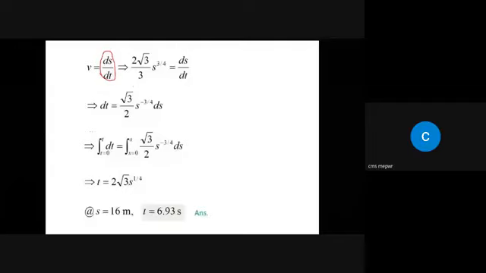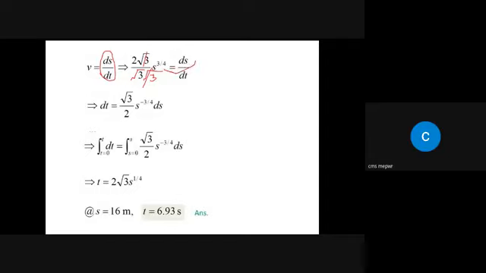Means instead of this one, we can write it like this. We can cancel out this one and this one, and we will get 2 by under root 3 on this side. So when you shift it here, under root 3 here, 2 here, and t will be on this side. When you shift this s to the power 3 by 4 over here and want to take it upward, it will be s to the power minus 3 by 4. Is it clear? First here, and then from here to here. So this is the equation.